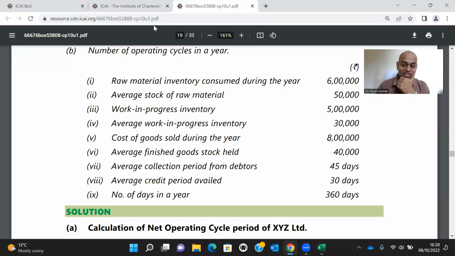Read. Cost of goods sold during the year 8 lakhs. Average finished goods stock held 40,000. Now calculate for this also. Next, you continue.